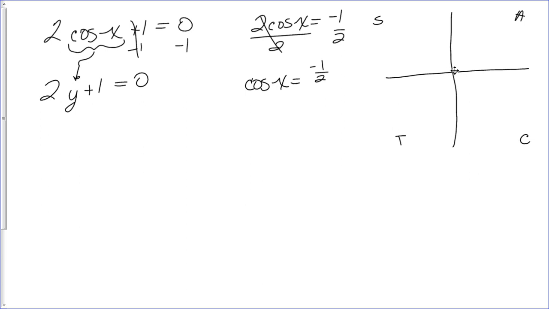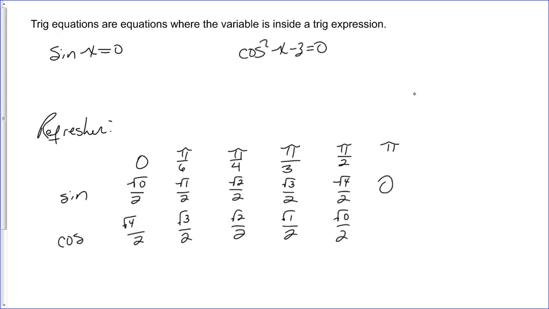We know cosine is positive in the first quadrant and the last quadrant. But now, if you notice here, we have a negative number. So we want to find out where the cosine is equal to negative 1 half. Well, it would be in these two quadrants. If you want, you can flip back to that chart at the beginning.